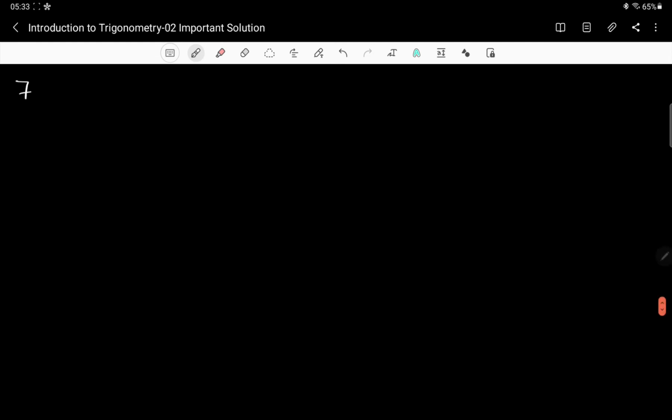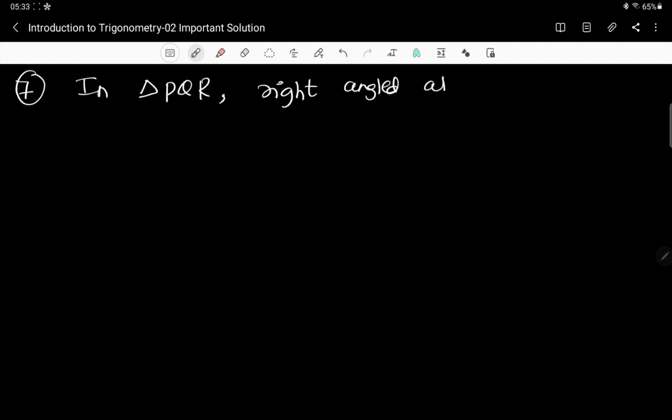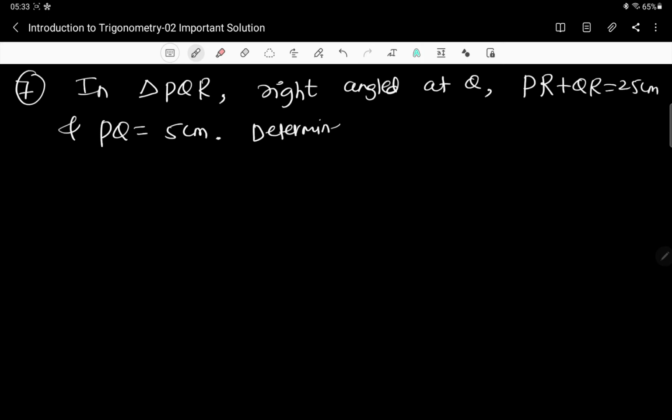All right, let us move on to the seventh question. What is this seventh question? In triangle PQR, right angled at Q, PR plus QR is equal to 25 centimeter. All right, this is given, and PQ is equal to 5 centimeter. Determine the value of cot P. All right, let us draw the diagram first of all.